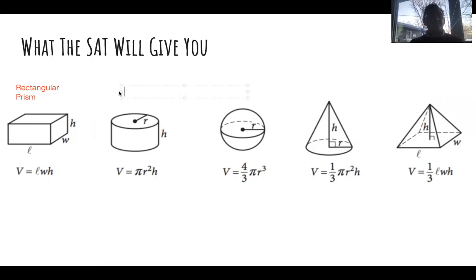So that's the rectangular prism. This one is the cylinder. This is a sphere. Then we have a cone. And this is pretty much your pyramid.